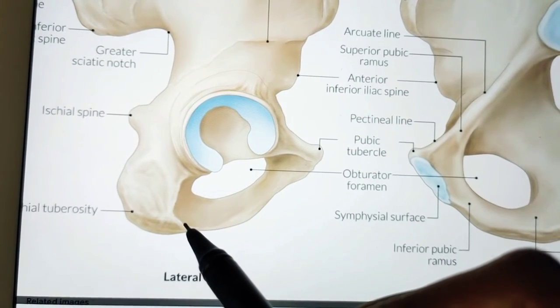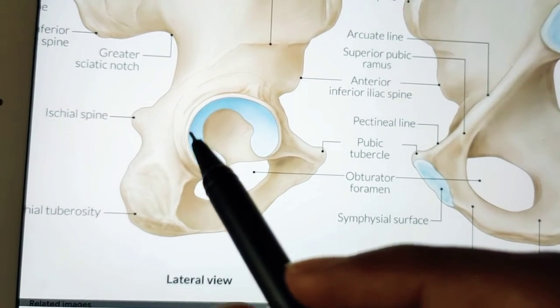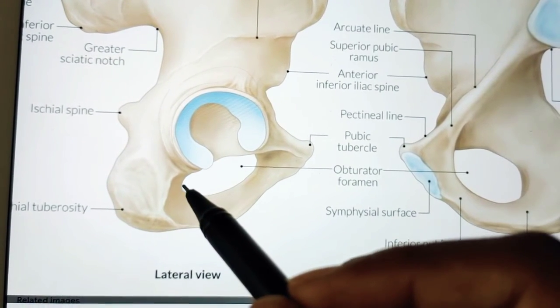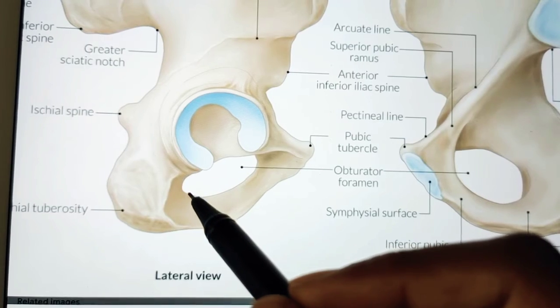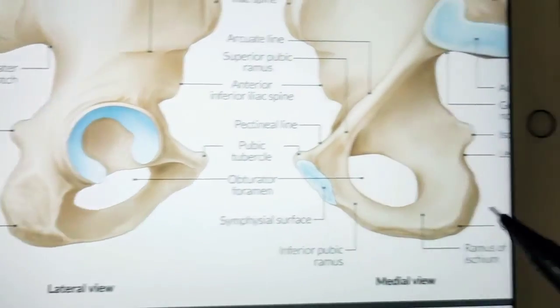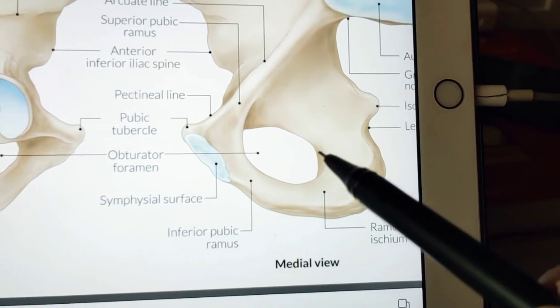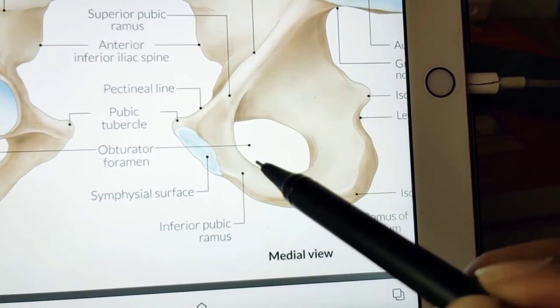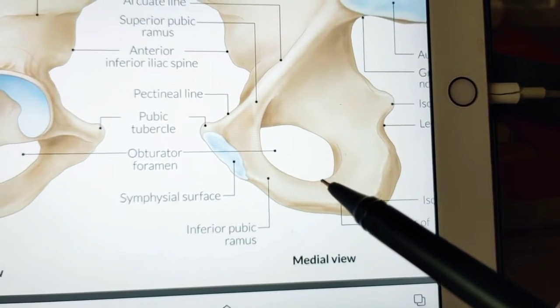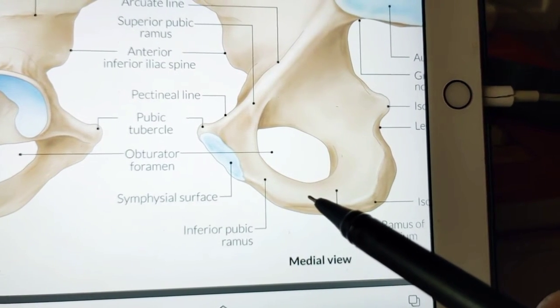Let's come to the anterior border. The anterior border forms the posterior margin of the obturator foramen. So this would be the anterior border because it forms the posterior margin of your obturator foramen. On this side also we'll understand. So this is the anterior border. This is forming the posterior margin of the obturator foramen, okay. So we got one border.